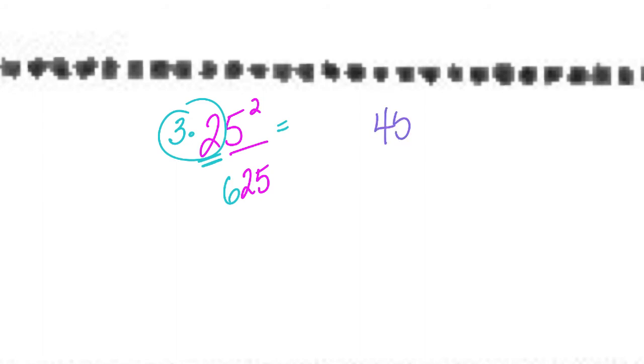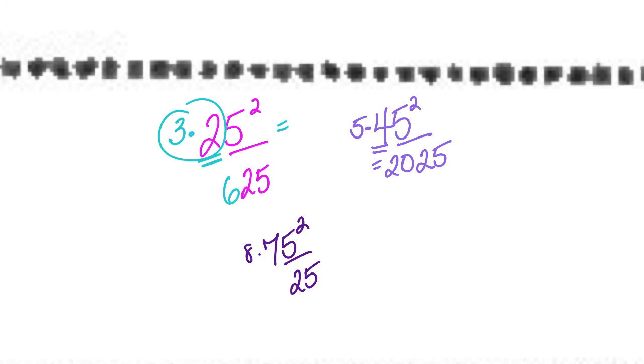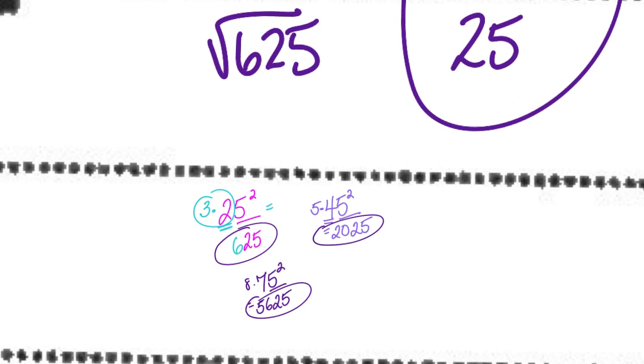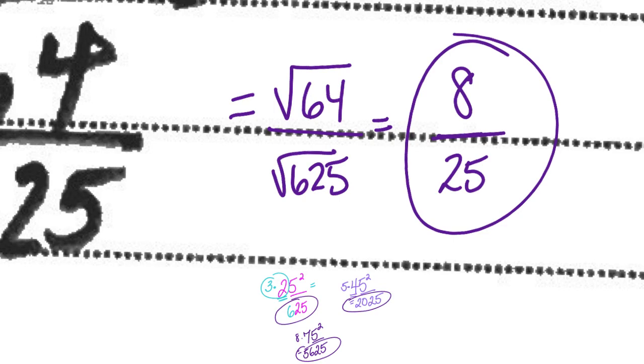What's 45 squared? We know it's going to end in a 25. One more than 4 is 5, so it is 2025. What about 75 squared? End in 25. One more than 7 is 8, so it would be 5625. So that's always a good trick to remember. So you can remember your perfect roots and you won't have trouble solving the square root of 625.